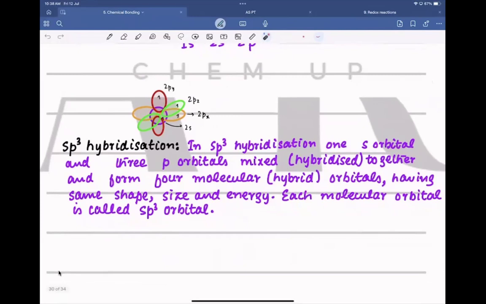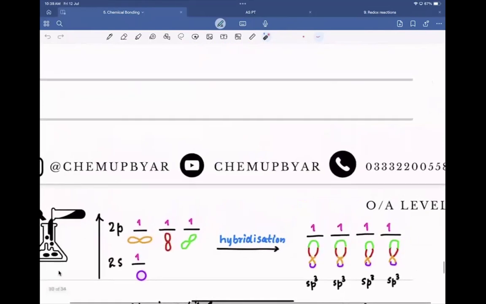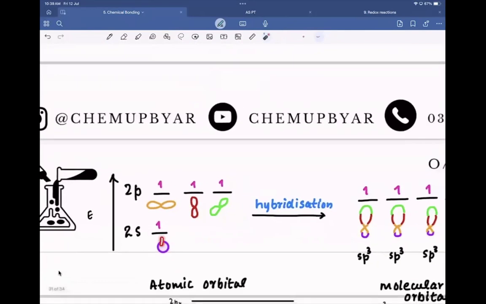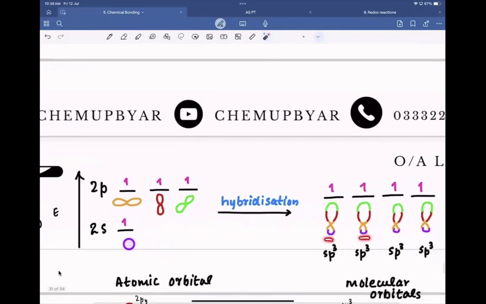Okay. Now, look, the y-axis is representing the energy over here. So this is the s orbital. This is px, this is py, this is pz, right? Yes, sir. So after hybridization, what happens? The s orbital is divided into 4 parts, and each part is oriented over here to contribute to each new orbital.